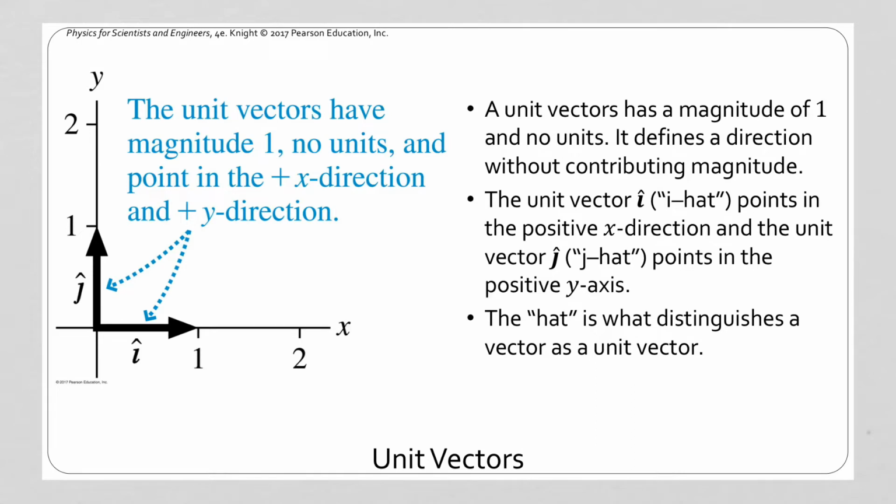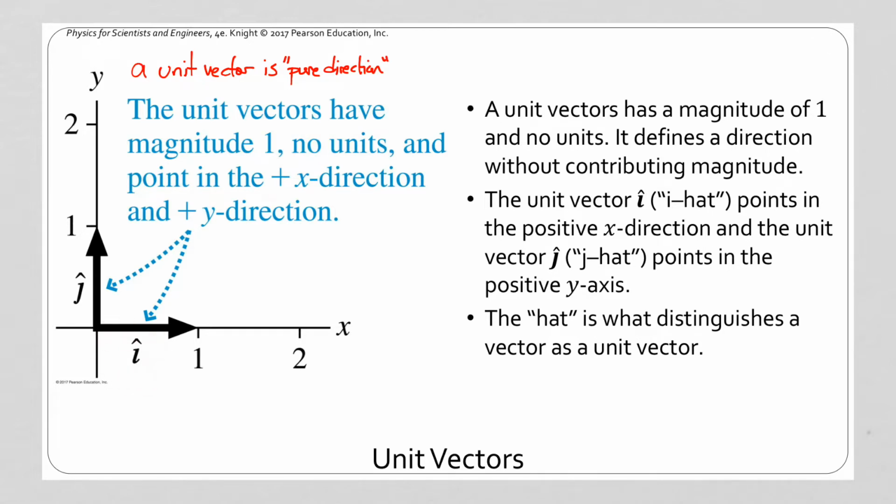Unit vectors are a new quantity that will help us express vectors in a more compact way. When we're looking in the xy plane, we're introducing two unit vectors, i hat and j hat. We know that these are unit vectors because of the little hat on top of them rather than the little arrow that we're used to seeing for vectors. What makes a unit vector special is that it has a magnitude of 1 and no units, so it is pure direction. It doesn't contribute any numerical value or any idea of a measurement to the magnitude of the vector. All it does is have direction.